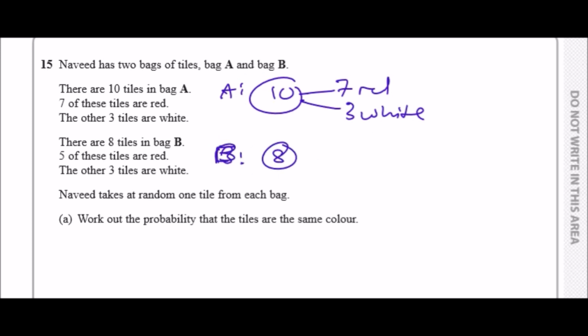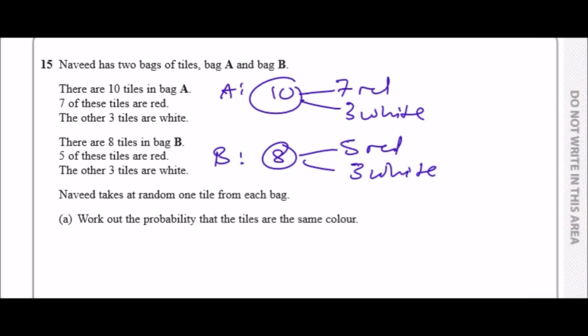Oh god, that's horrible, B. And then what do we have? So 5 are red and 3 are white. Okay, so 5 red, 3 white. So it's always easier to break it down into information like this. So it just helps you clarify and organize yourself. So Naveed takes at random one tile from each bag. Work out the probability that the tiles are the same color.